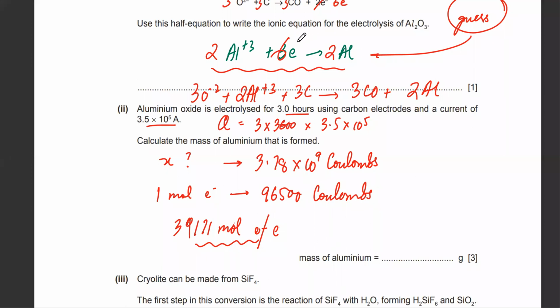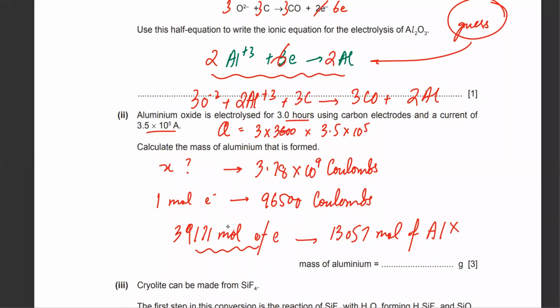of aluminium. So you have the ratio 6 electrons produce 2 aluminiums. So it's 3:1. If you have this many moles of electrons, the moles of aluminium would be divided by 3. What do you get? 13,057 moles of aluminium, and you have to find the mass, so it's going to be multiplied by Mr, which in this case is 27.